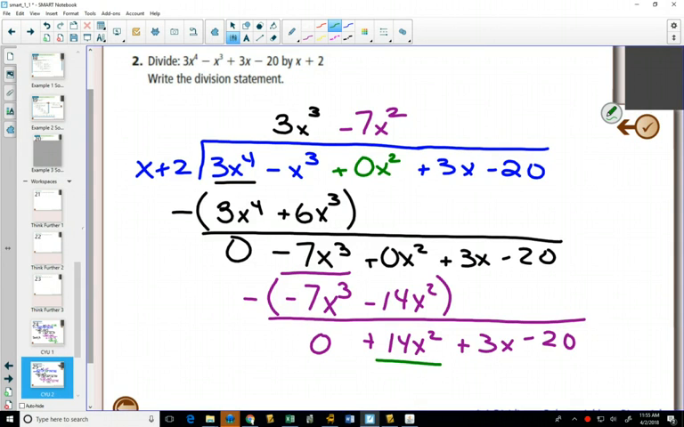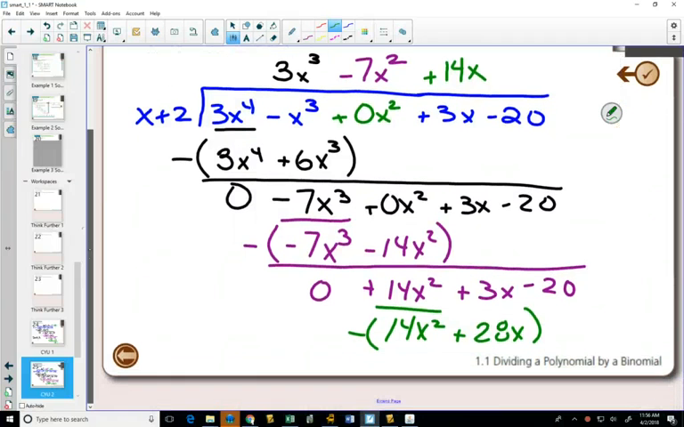And now my largest value is 14x squared. So I would have to multiply by a 14x to get a 14x squared. Our numbers are getting bigger here. Again, remember to put brackets around and subtract. So when I subtract, I get 0 minus 25x minus 20.